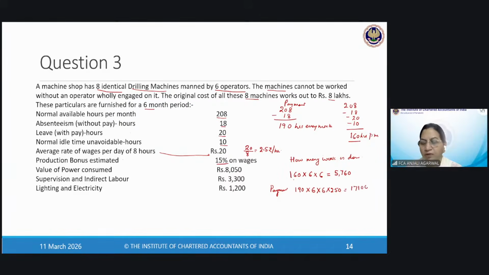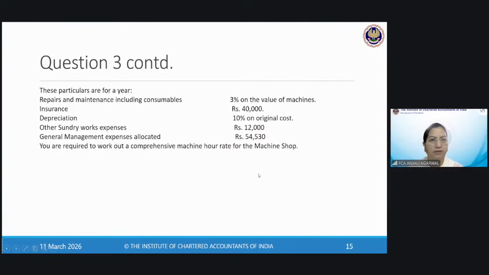So these two working notes we have done. What is the total wage payment? And what is the total number of hours the factory has worked in the 6 months? Then there are other expenses: power 8,050, supervision and indirect labor 3,300, lighting and electricity 1,200. And there was production bonus of 15%.